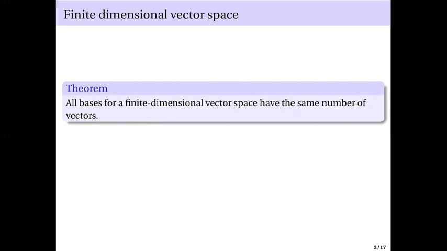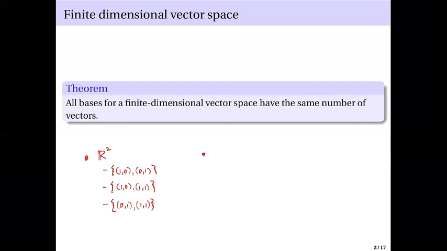Meaning, for example, if we look at the space R2, we know that the standard basis is (1, 0), (0, 1). This is the standard basis for R2. This has two elements. If we check this set here, (1, 0), (1, 1), I think we've seen in the previous lecture that this is also a basis. So this has two elements. And maybe you can also check this set. This also forms a basis for R2 and it has two elements also.